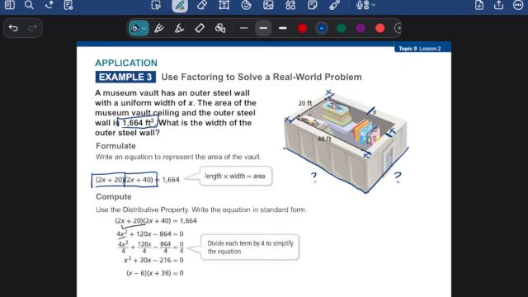2x times 2x is 4x squared. 2x times 40 is 80x. And then 20 times 2x is 40x. So 80 plus 40 is 120x. 20 times 40 is 800. How do we get negative 864? Well, we have to move this constant to the left also. So we have to subtract 1,664. And when we do that, we get negative 864. Now we have a trinomial set equal to 0. We have a quadratic equation set equal to 0.